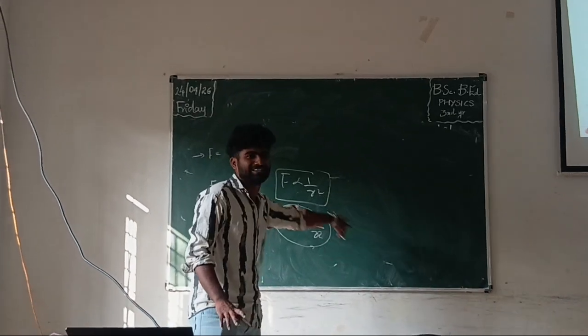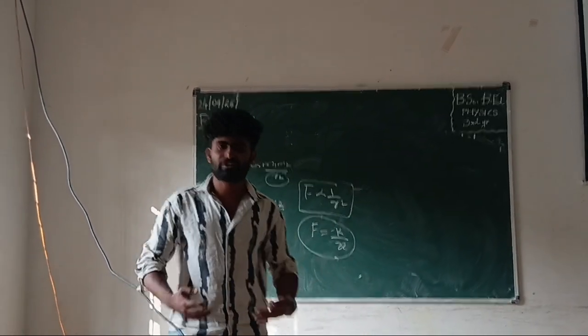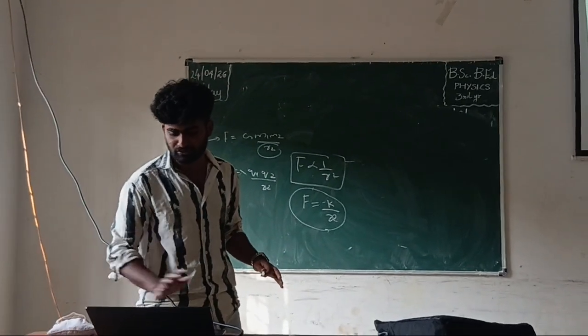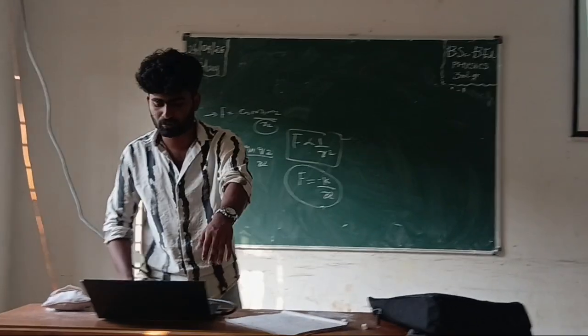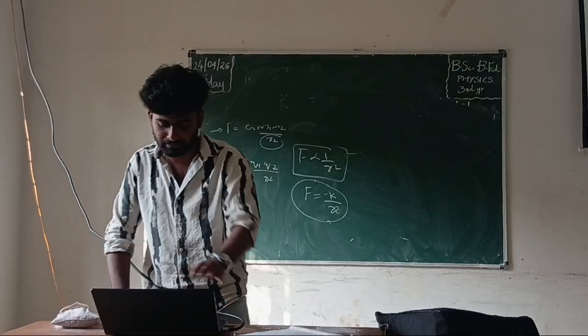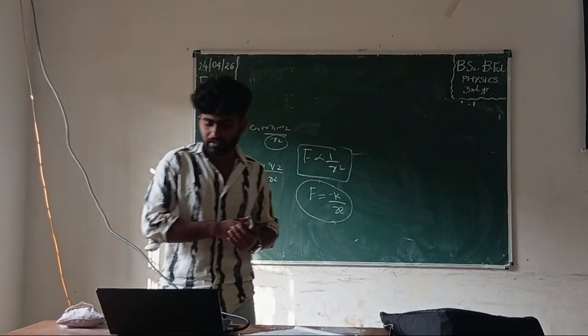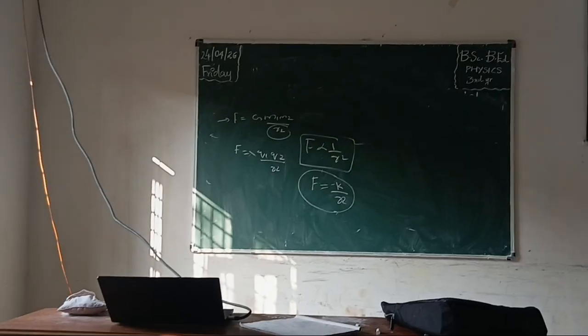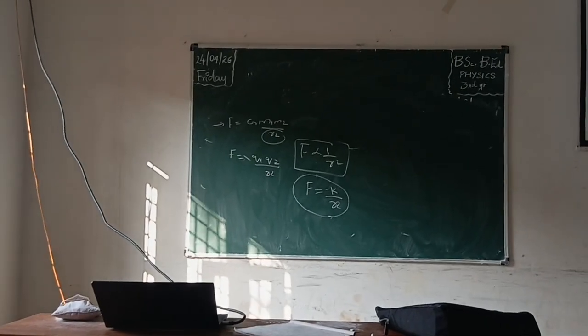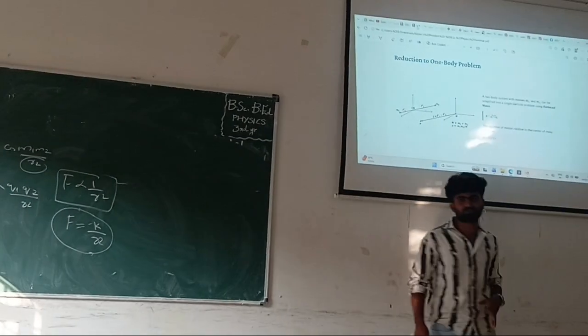What Sudarshan told us: this is the inverse square law. For knowing Kepler's laws, you should know what the inverse square law is, then what the reduction to a one body problem is. Here a two body system with masses m1 and m2 can be simplified into a single particle problem using the reduced mass. So this is the equation for the two body problem, using m1 m2 divided by m1 plus m2.